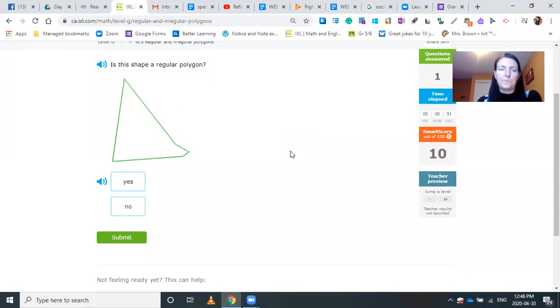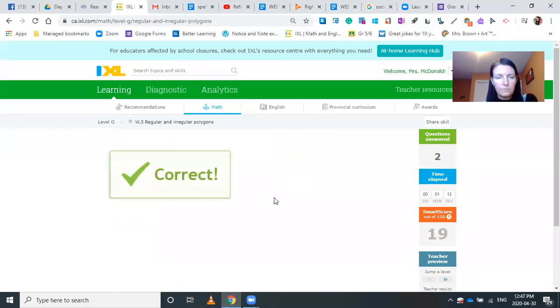Let's look at this one. Is this shape a regular polygon? Well, are all the sides the same length? This side stops here and then it goes out, and I don't see that anywhere else. Plus, this side is fairly long and then suddenly a little short one and even shorter. So no, not all the sides are the same. So no, this is not a regular polygon.